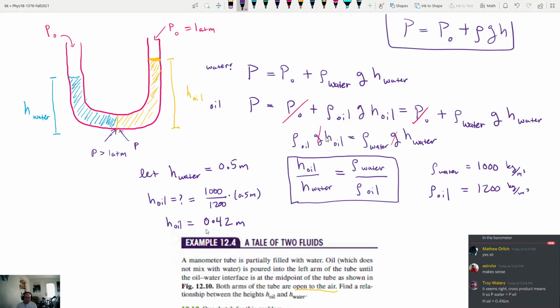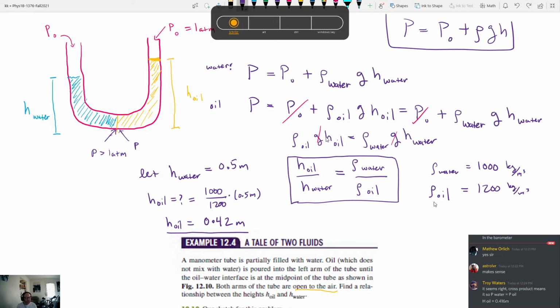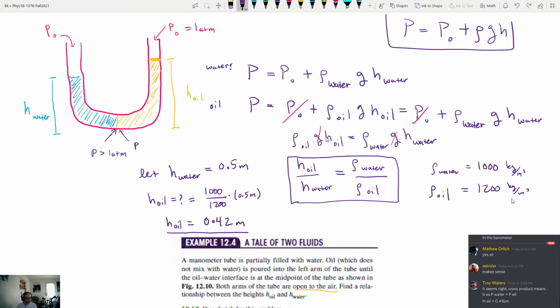Yeah, I think it makes sense, because if the oil is more dense than water, then the height of oil you need should be less than the height of water you need, right? Right? Yeah, it makes sense. If the oil was less dense than water, then the oil column would be shorter. No.